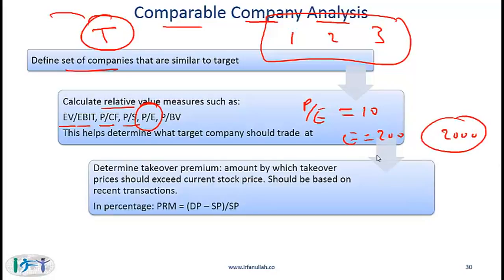Are you done? Not quite, because when you are talking about mergers and acquisitions, typically the acquirer needs to pay a premium. So you have to determine that takeover premium. This is the amount that the acquiring company needs to pay above the market price. How do you come up with that value? You look at other transactions, similar transactions that have taken place, and based on those transactions, you try to come up with the premium. In percentage terms, the premium is equal to the deal price, DP, minus SP, which is the stock price, divided by the stock price.